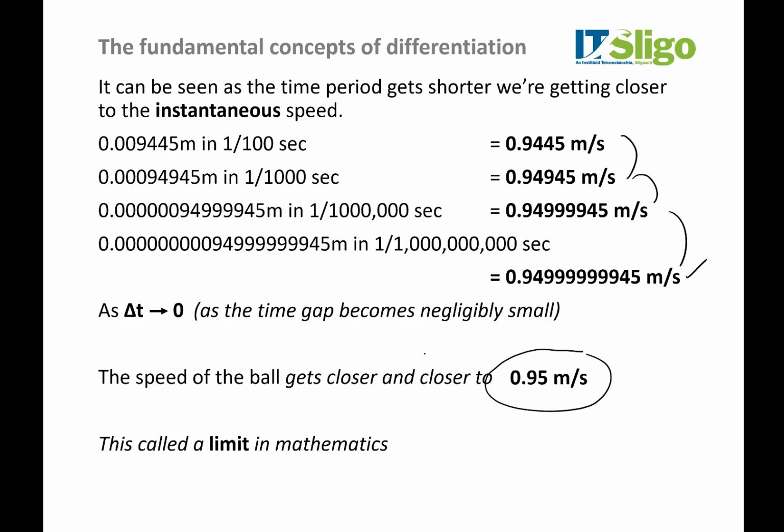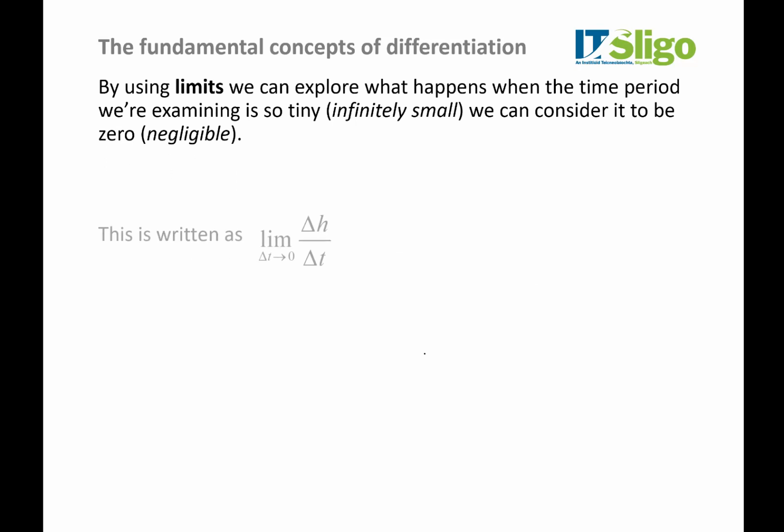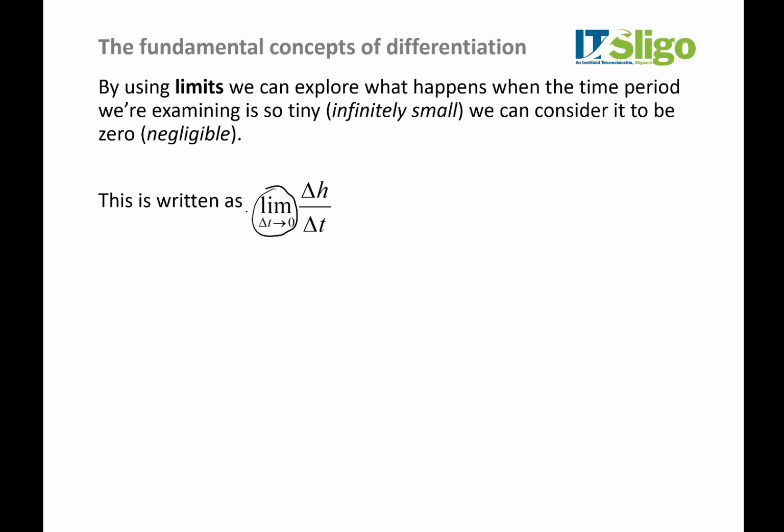We want to make the gap between our point of interest and a new point infinitesimally small, so that they're so close together we can say they're almost the same point. But there has to be a tiny gap between them, otherwise our slope formula doesn't work. So when we make the gap incredibly small, we use this terminology here: the limit as delta t goes to 0 of delta h over delta t. This is just the slope formula.